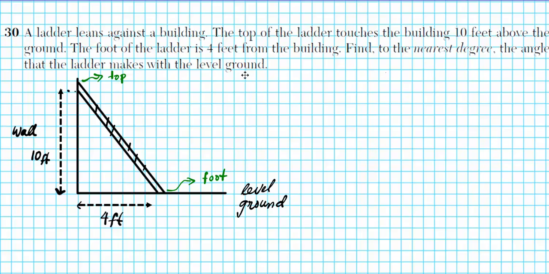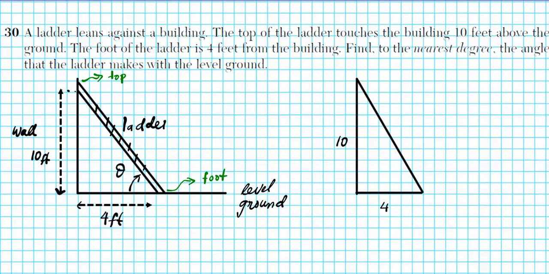So the question is, what is the angle that the ladder makes with the level ground? So this angle right here, what is it? Let's call it theta. All right, this is a ladder. All right, so that's what we're going to be looking for. So what I'm going to do, let me just sketch a right triangle. Like this. Okay, so let's put in the measures. This is 10. This is 4, and this is what we're looking for here, theta.